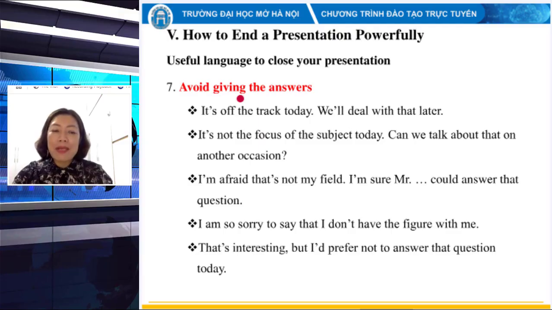Okay, and if somebody knows that better than you, you can kick the ball to that person by saying, "I'm afraid that's not my field. I'm sure Mr. John could answer that question." Okay, and Mr. John will catch the ball and turn it to the other person, or he can respond to the question easily because it is his field.